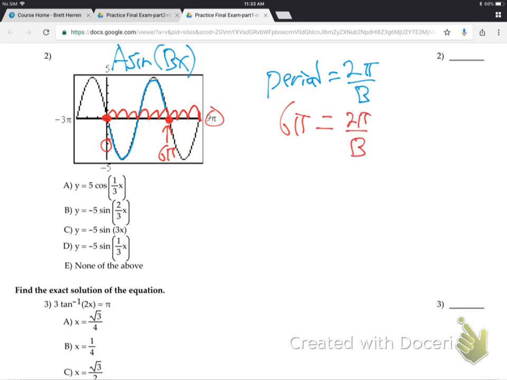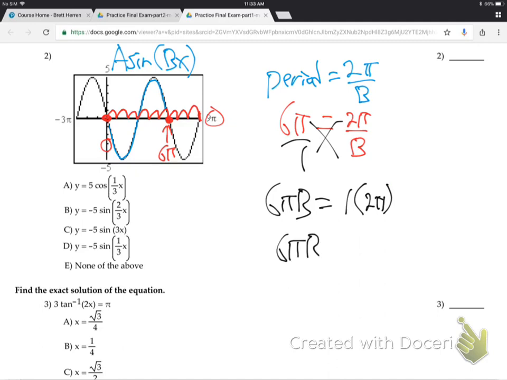All right. And that's actually solving the same equation we saw last time. Guess what b is going to be? Same thing it was a minute ago. 1/3. All right, let's solve for b. Put this over 1, diagonal, diagonal. 6 pi times b is 1 times 2 pi. So 6 pi times b is 2 pi. How do we solve for b? Divide by 6 pi. b is 1/3.